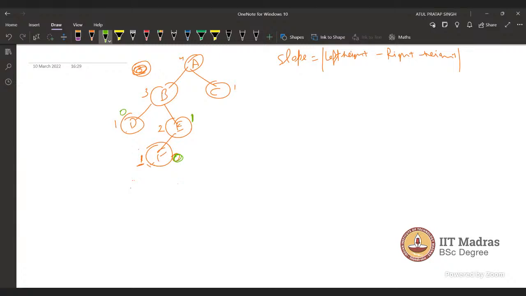And for B, the left height is 1 and the right height is 2. So 1 minus 2 is minus 1, and you just take the positive value, which is 1. For C, 0 minus 0 is 0. And for A, this is 3, and 3 minus 1 is 2.